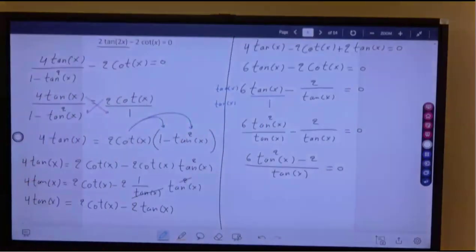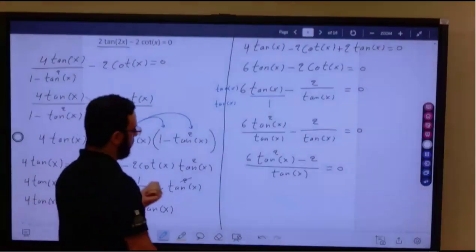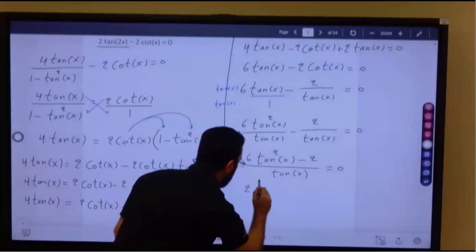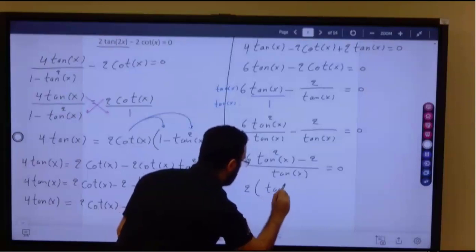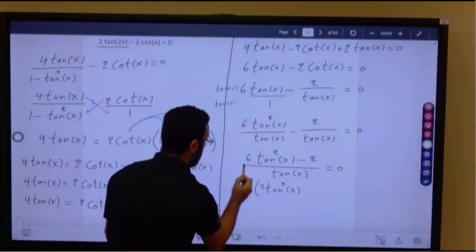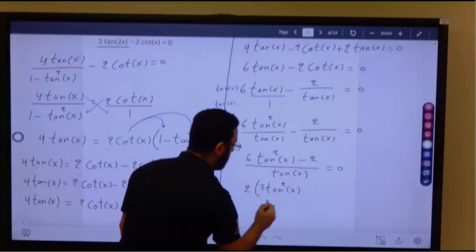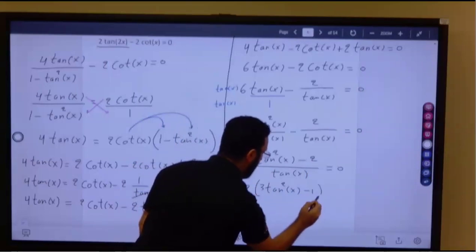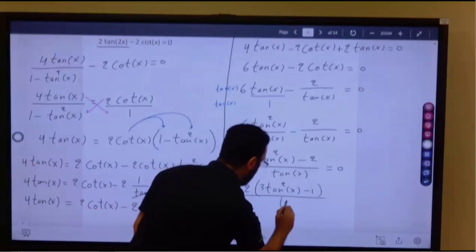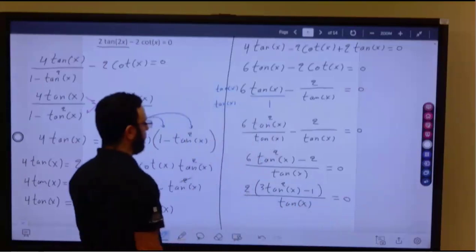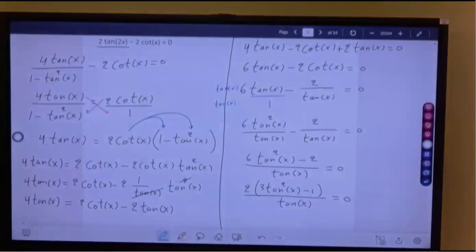Now let's look here. First of all, from the top, I can factor out the 2. So here's 2, and the left is going to be 3 tangent squared x. Let's factor out the 2 as a common factor between these two terms. The left is 3 tangent squared minus 1, divided by tangent x, equal to 0. Okay, finished until now.